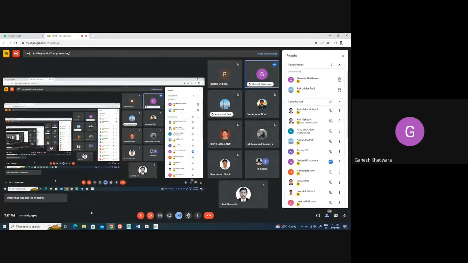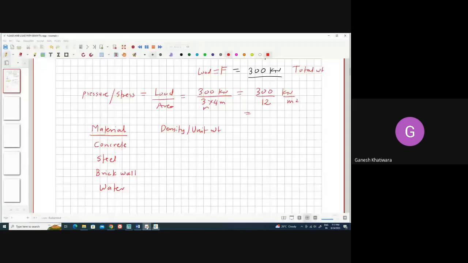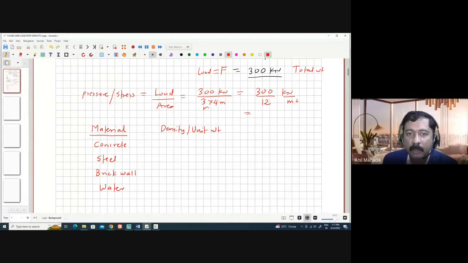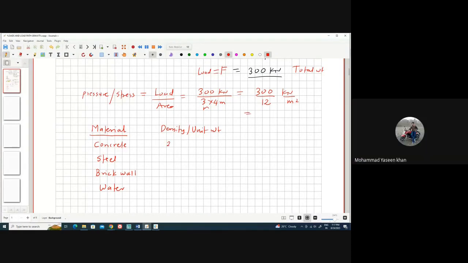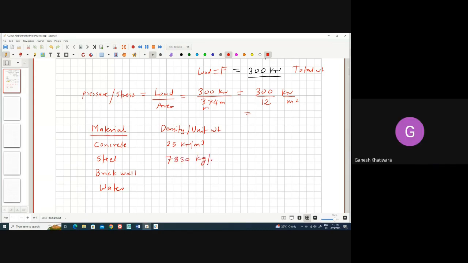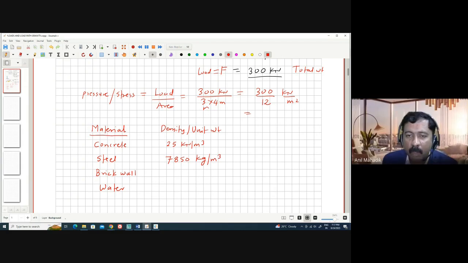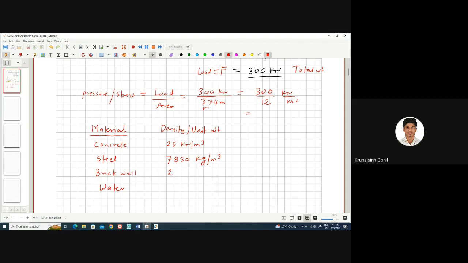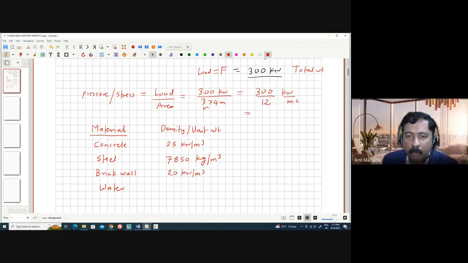Concrete 2400 kg per m cube. For PCC and RCC, 2500 kg per m cube. Can you repeat, for concrete, what is the unit weight? 25 kilonewton per m cube. So force per volume. Steel 78.5 kilonewton per m cube, 7850 kg per meter cube. Brick wall 20 kilonewton per meter cube. Water, I'm just taking round, 10 kilonewton per meter cube.